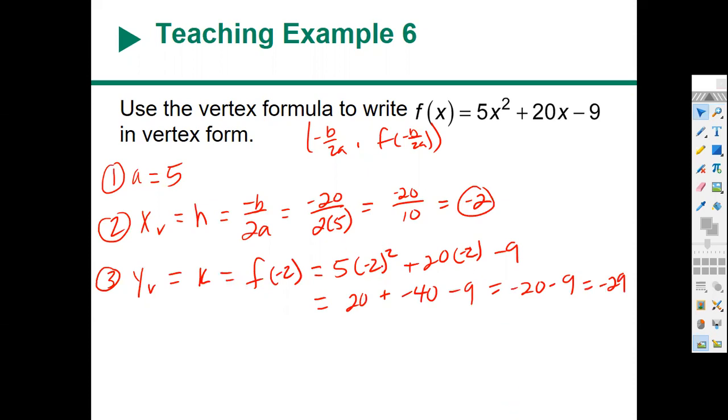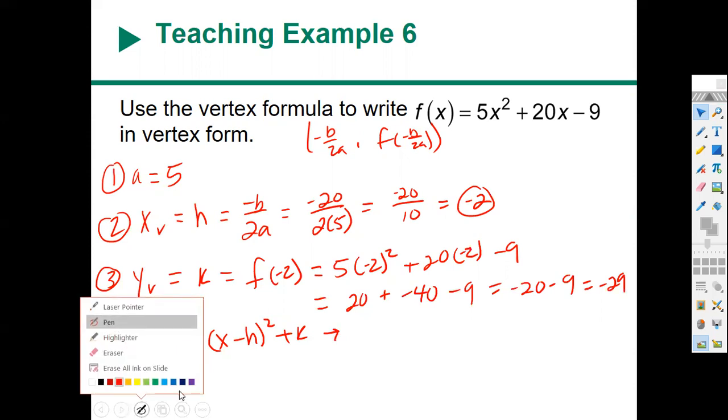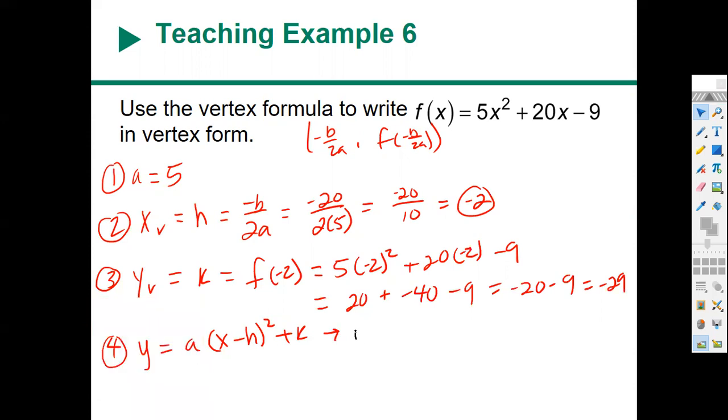No, you square exponents first. So then step 4 is you're going to plug it into vertex form, which is y equals a times x minus h squared plus k. Do I have everything I need to plug into vertex form? Yes. What is my a? 5. What is my h?